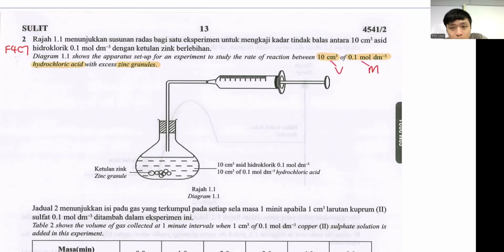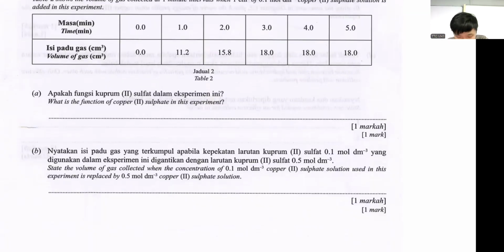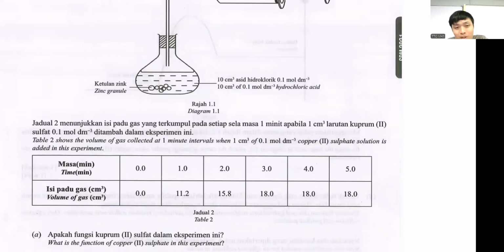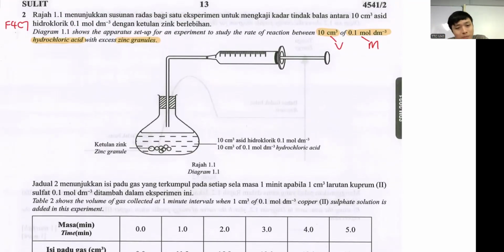Volume is 10 cm cube. Molarity is 0.1 mole per dm cube. You might have to use it later for the calculation. But I think no. In this case, do we use it? State the volume, I think no. So for certain questions, you might need to use it, but in this case, no.